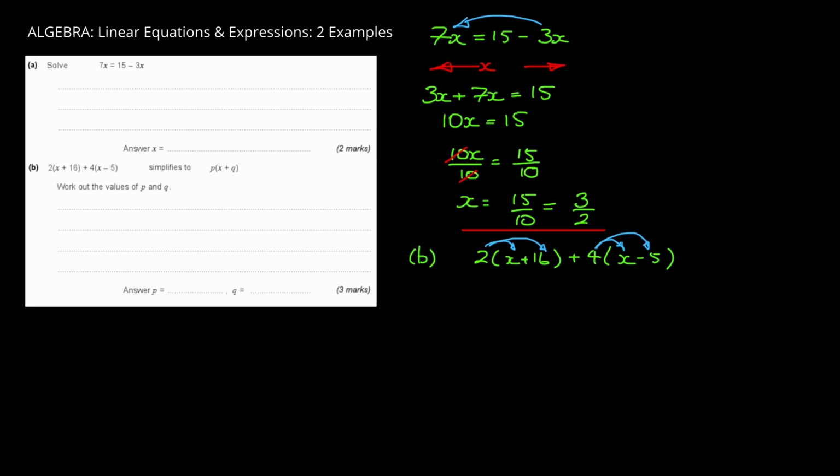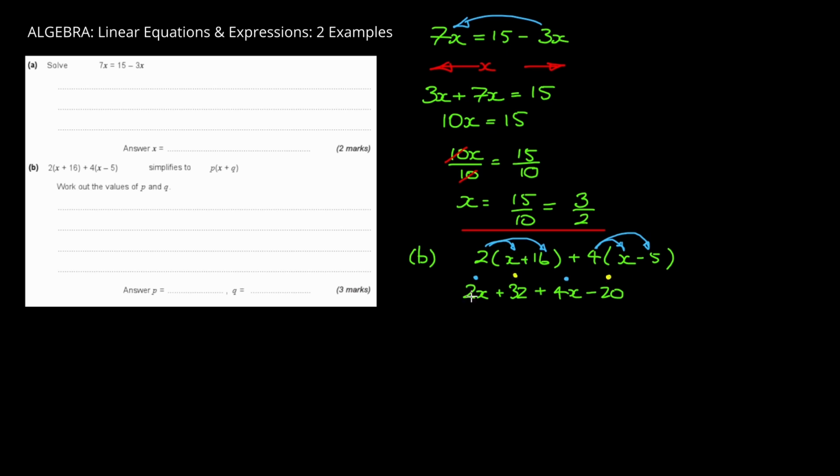The first one, 2x, 2 times 16 is 32, plus 4 times x, 4x, 4 times negative 5 is negative 20, and there we are. Again, notice this is not an equation, there are no equal signs, all we can do is simplify. And now the next process in simplification is to pull the x terms together and the number terms together.